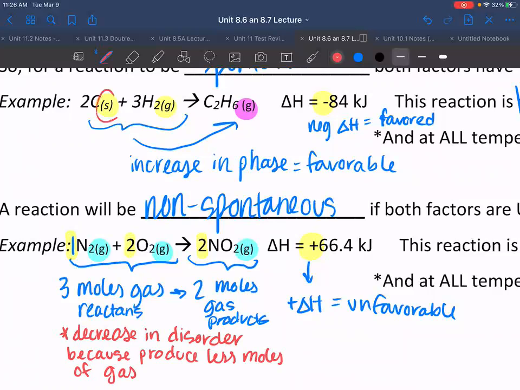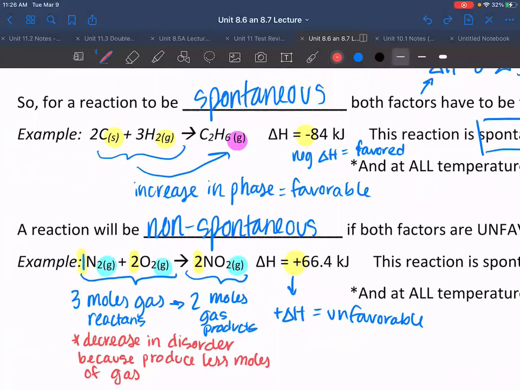Because if you have a solid, you can't just compare the moles. Like it just automatically trumps if you have a phase that's not gas. Yes. Okay. Any other questions?